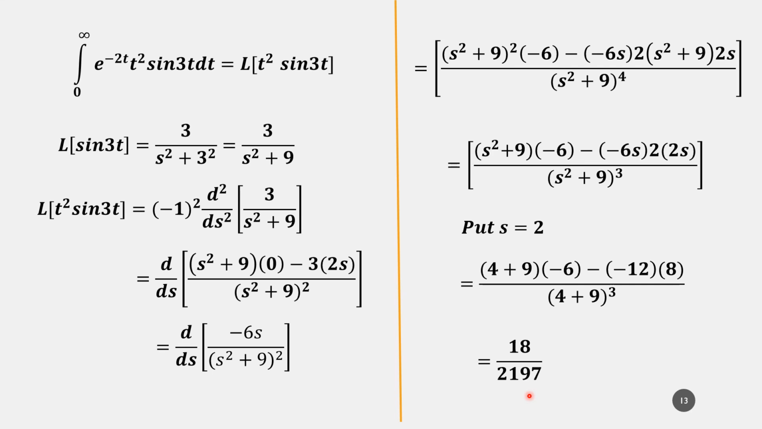So the main thing is we have to see whether we are given a Laplace transform in the problem or we are given an integral to evaluate. If the Laplace transform is given, directly use the properties of Laplace transform to get the Laplace transform of that function. But if L is not given and you are given an integral which is to be evaluated, then convert that integral to a Laplace transform. Then use the properties of Laplace transform and put s is equal to the required value.